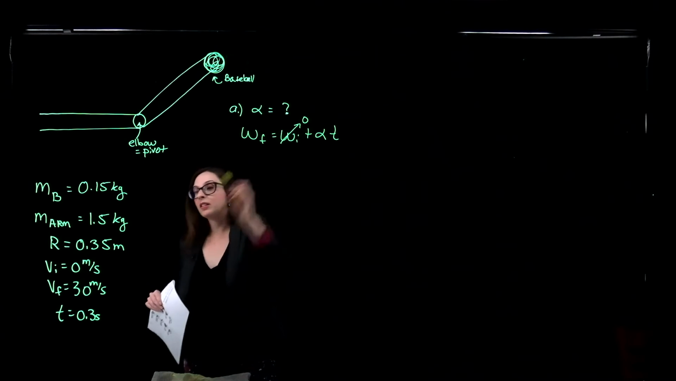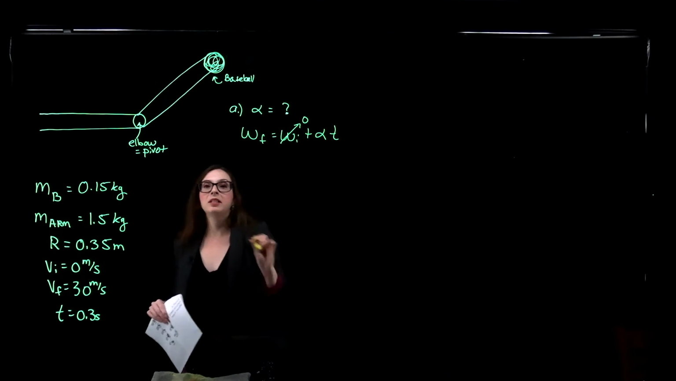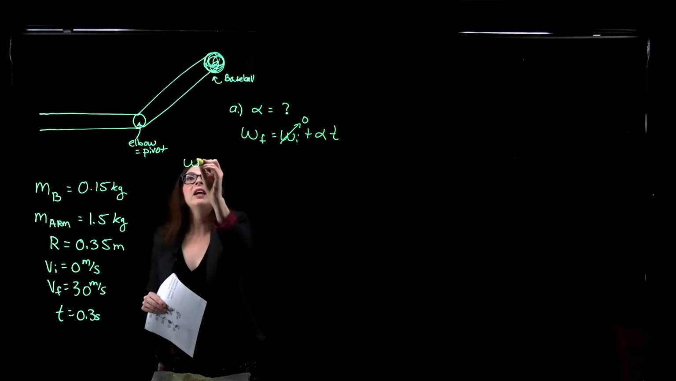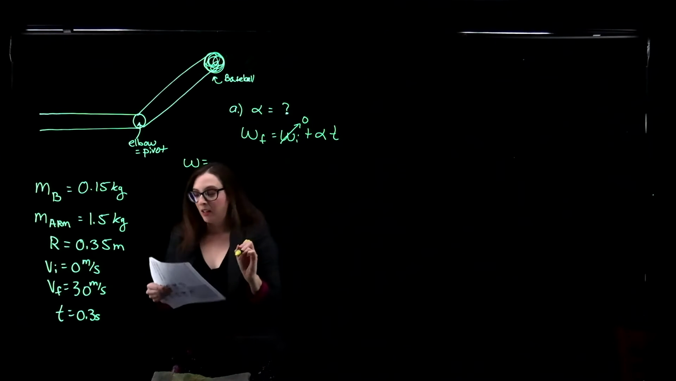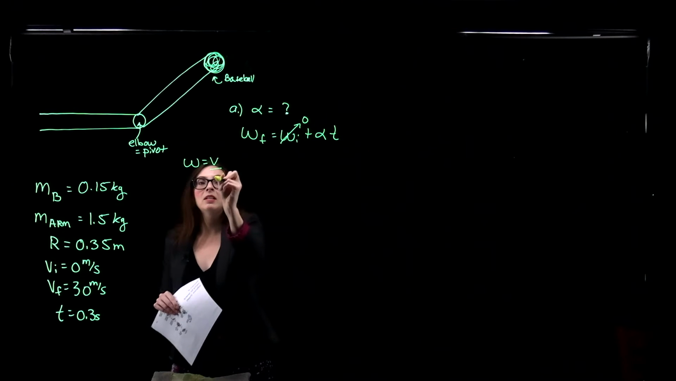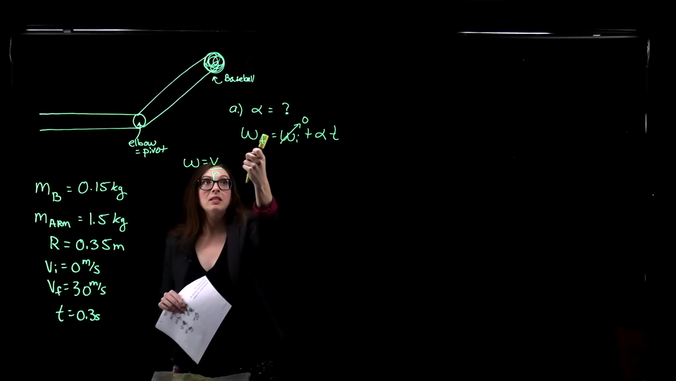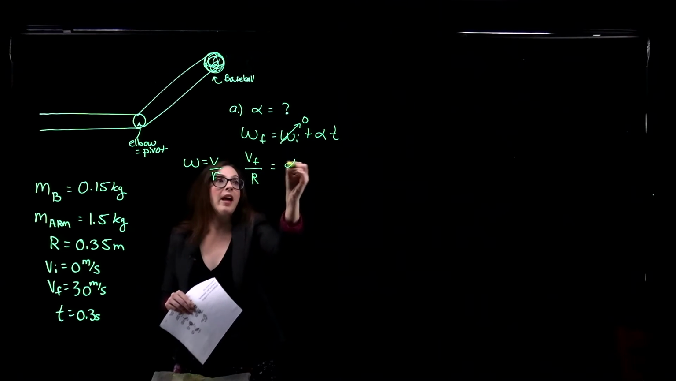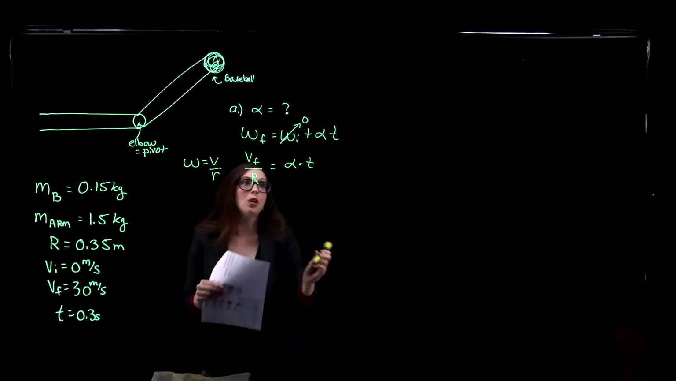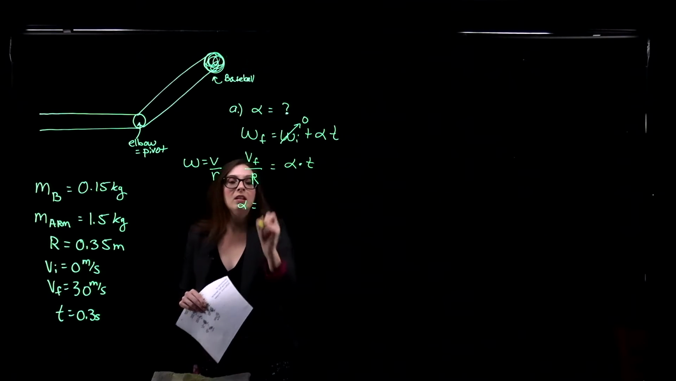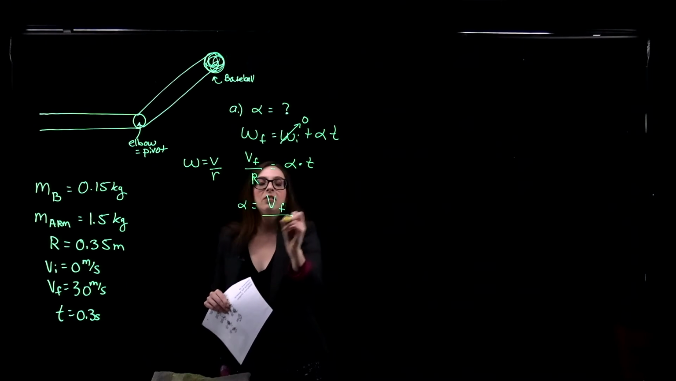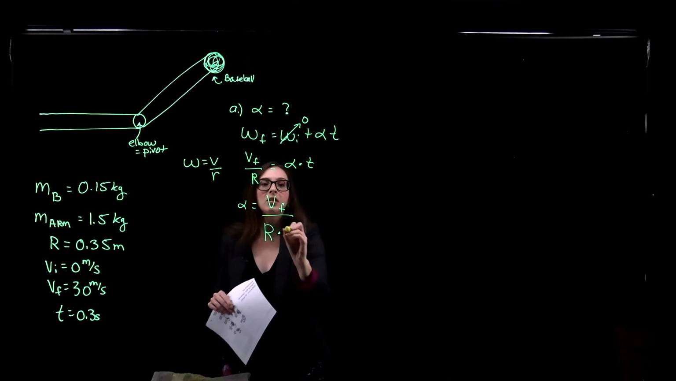Now we can get our linear speed into this equation right here because we know that our angular speed, omega, equals our linear speed divided by r. So where I see omega final here, I can replace that with v final over r, and that equals alpha times time. So my equation for alpha is going to equal v final divided by r times time.